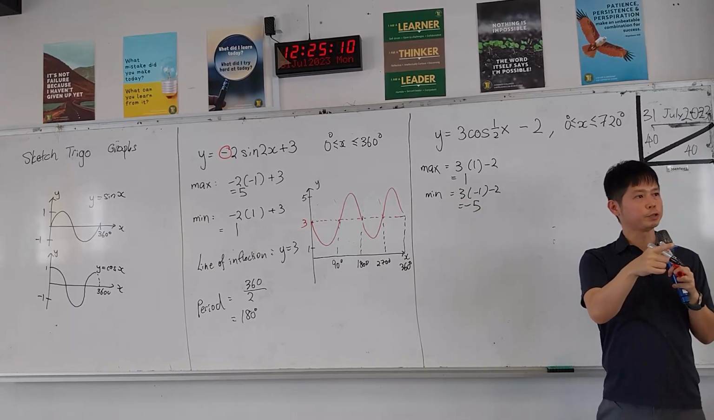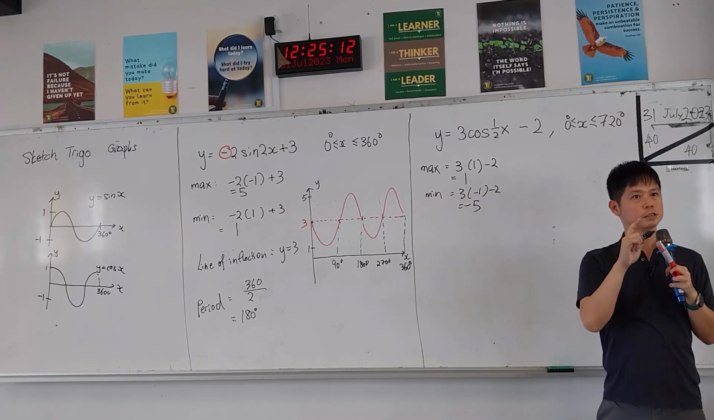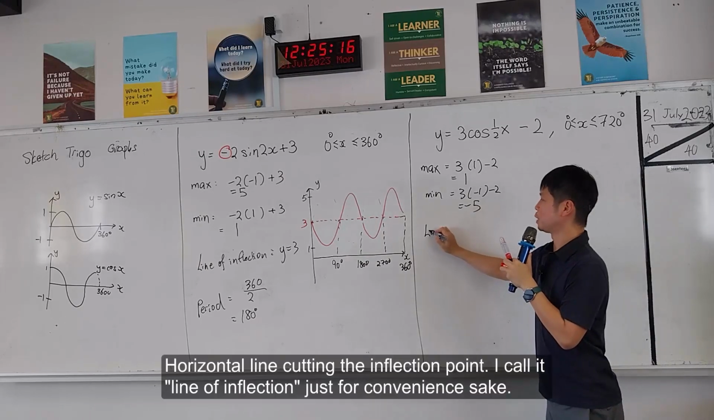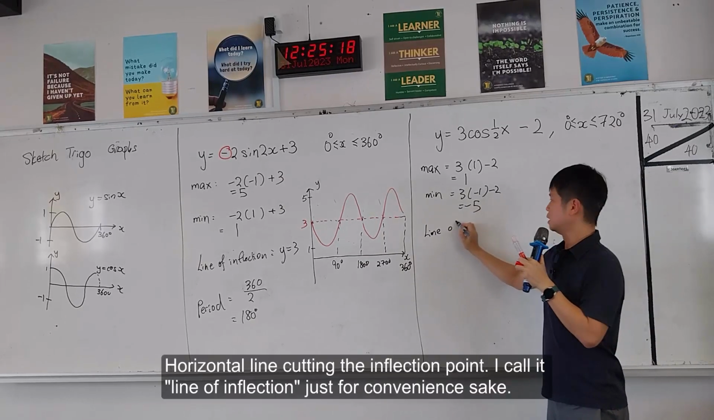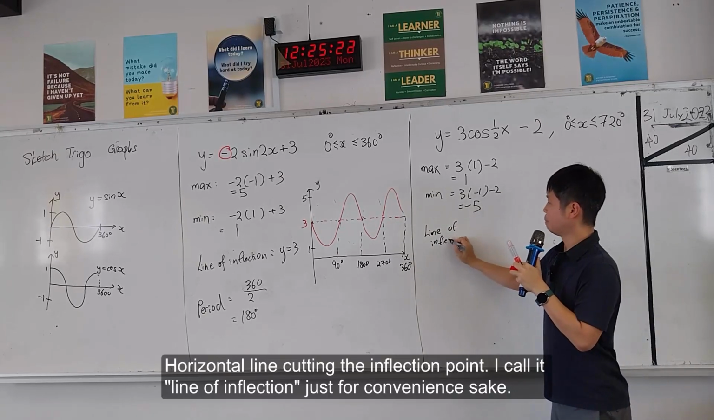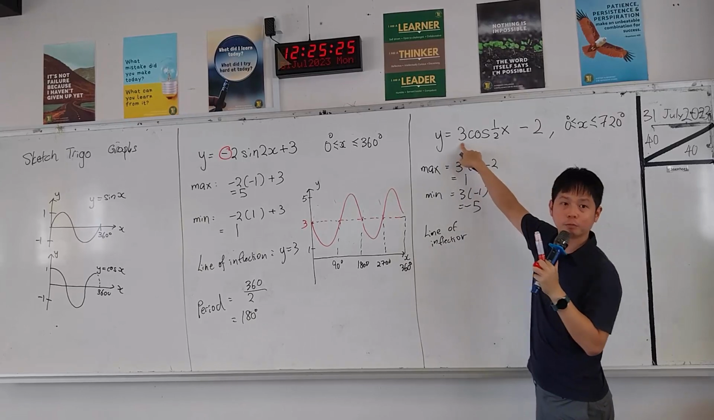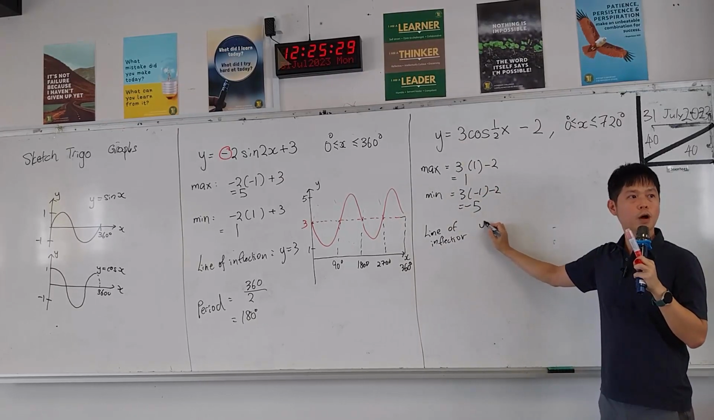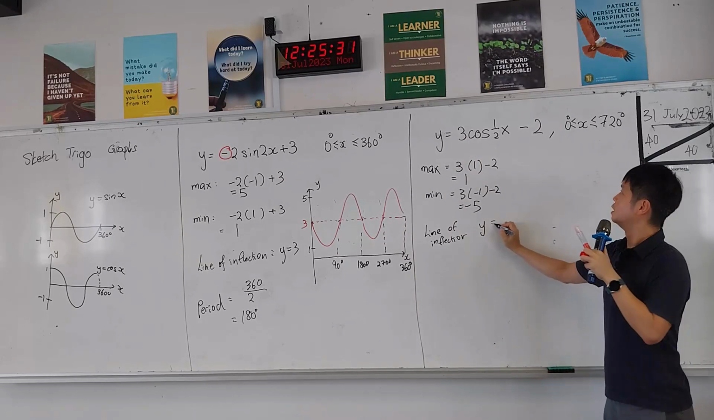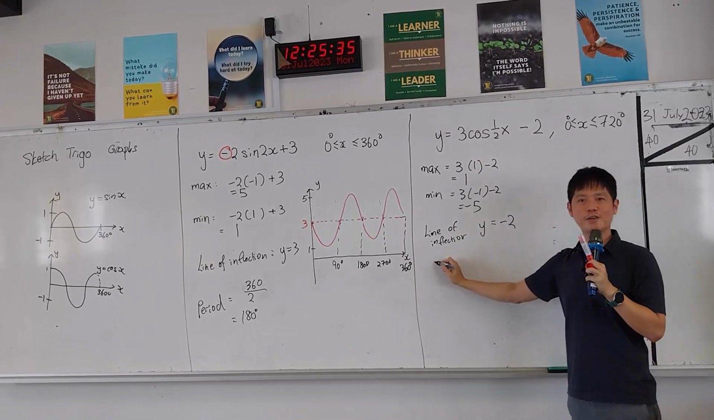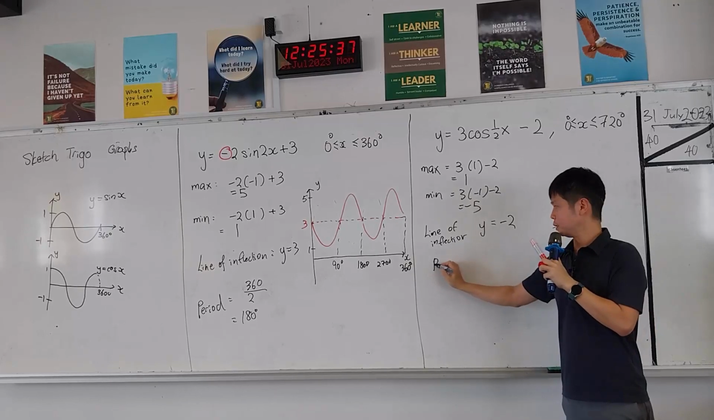Okay, what is the next thing you like to put? Thank you. Line of inflection. You can go in any order you like. Do you realize I didn't put the amplitude? The amplitude, no need. Amplitude I know is 3 from this number. Okay, line of inflection. What is the line of inflection? Y.